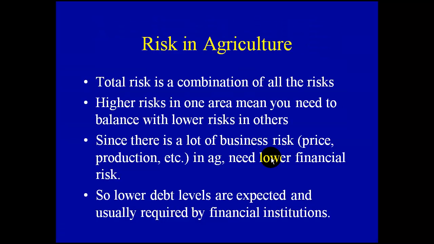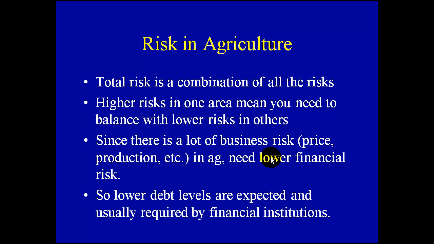So, risks in agriculture. Total risk is a combination of all of those different types of risk. Higher risks in one area mean you probably need to balance that with lower risks in others. In agriculture, we have a lot of business risk. Business risk is the price, production, your market risk, your human risk, your legal risk. Because of that, you need to balance that with lower financial risks.